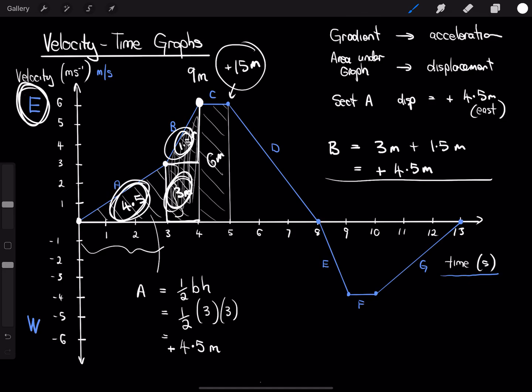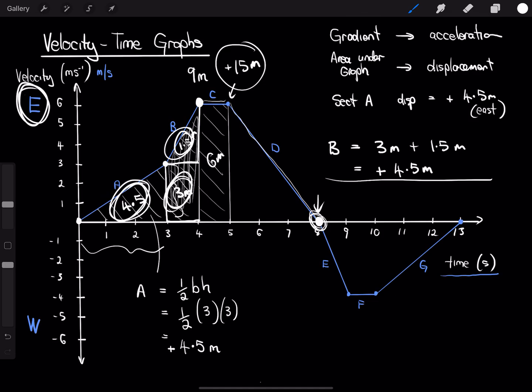Now, let's say we now want to look at where the object is after 8 seconds. In other words, it had been travelling in the easterly direction, it sped up, travelled at a constant velocity for about a second, and then started slowing down. And at this point here, for an instant, it reduced to 0 velocity. Where is the object at that time?